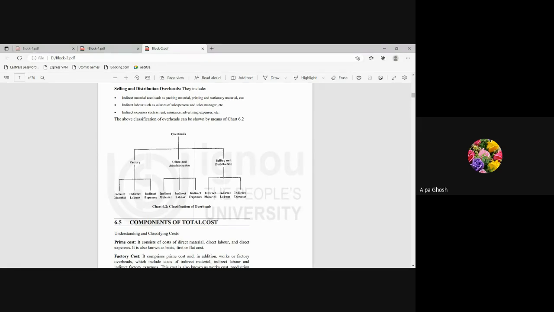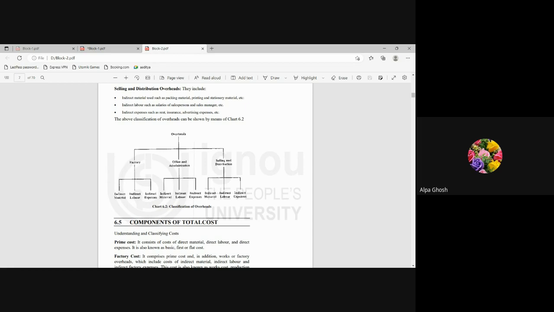So we have three types of overhead, and when it is factory overhead, it is indirect material, indirect labor, and indirect expense. In office and administration overhead, it is indirect material, indirect labor, and indirect expenses. And third, it is selling and distribution overheads. We need to total the cost and find what is the total cost which it is costing to the company.